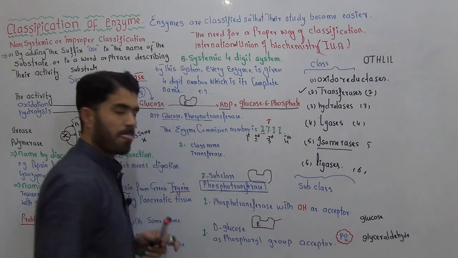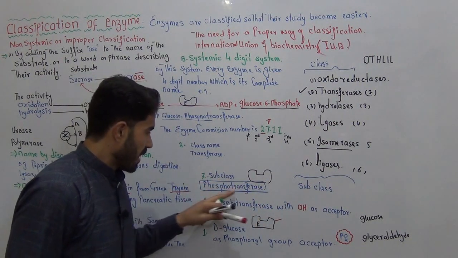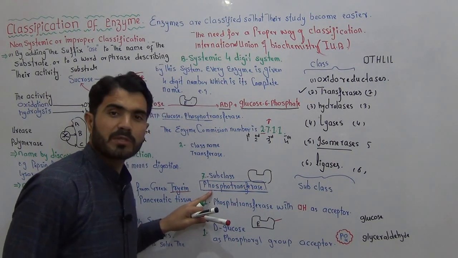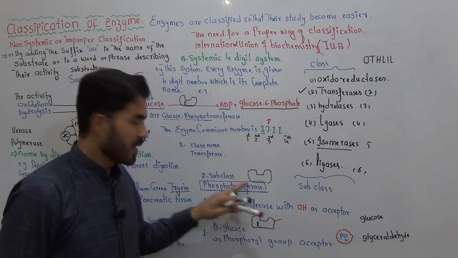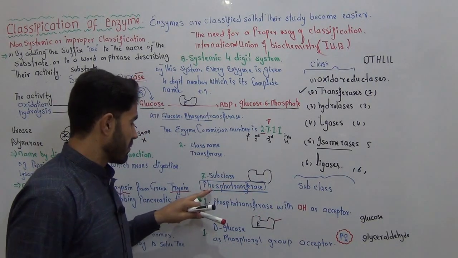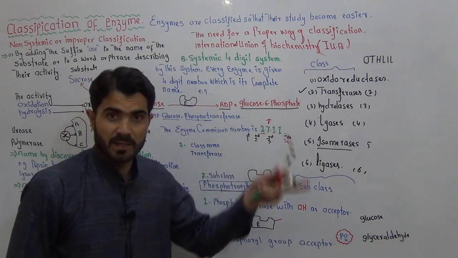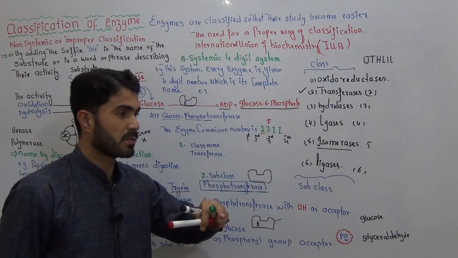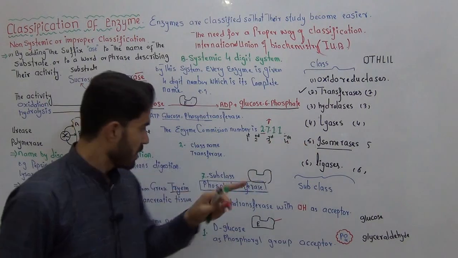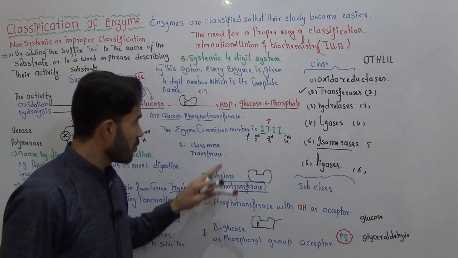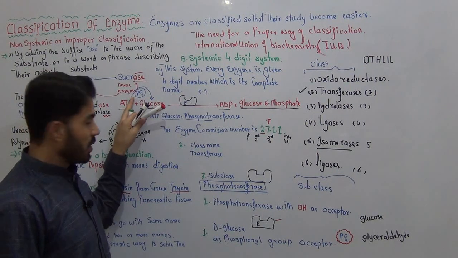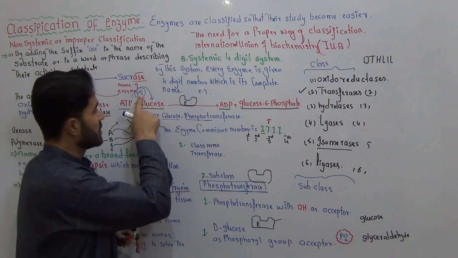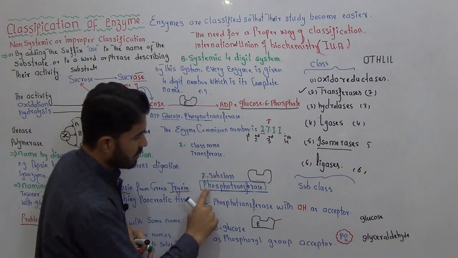Phosphotransferase means this enzyme is transferring a phosphate group. If it is transferring a phosphate group, it will be called phosphotransferase. If the enzyme transfers something else, like methyl, or if it is going to transfer amino, it will be aminotransferase. So if the group being transferred was amino, it will be aminotransferase. But in this reaction, it is the phosphate group that is transferred, so we call it phosphotransferase.